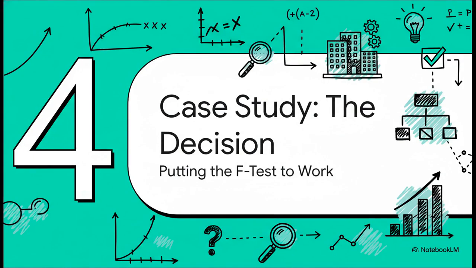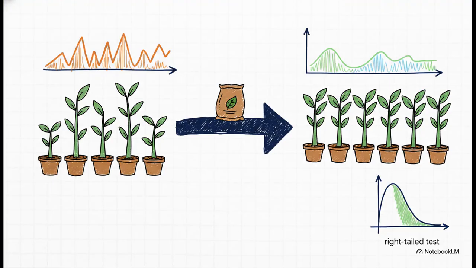Look, theory is great, but seeing this in action is where it all clicks. So let's put this framework to the test. We're going to walk through 3 different business scenarios to see how the F-test takes us from a pile of raw data to a clear, confident decision. Okay, case number 1. This is a classic "did we make things better" question. An agricultural tech company is testing a new fertilizer. They don't just want taller plants, they want more uniform plants.